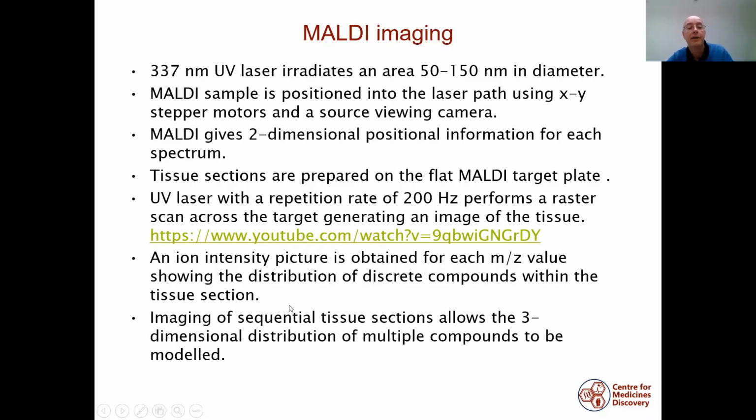So what you get is an ion intensity picture for each m/z value, and this will show you the distribution of discrete compounds within your tissue section. Of course, you can also do sequential tissue sections, and this will allow you to build up a three-dimensional image, as you would do in classical histology, and you can look at the three-dimensional distribution of not just one compound, but multiple compounds in your sample.